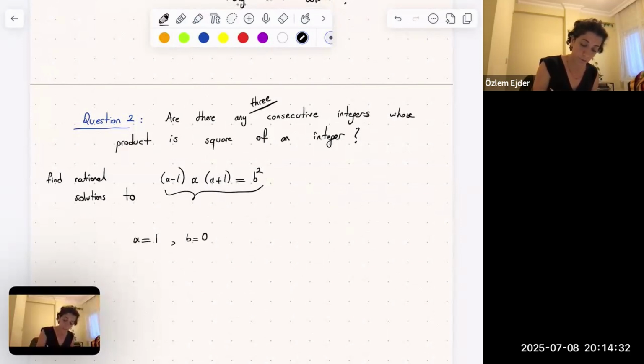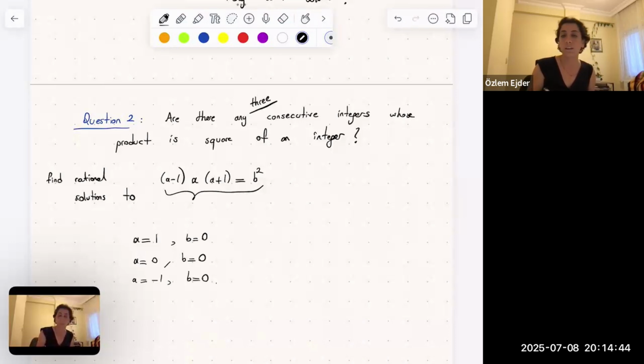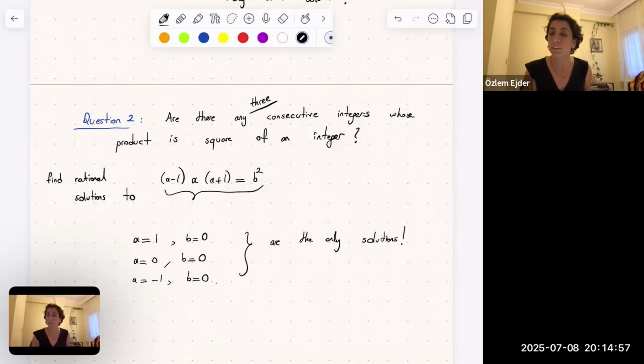One solution that you can come up with is a equals 1 will give you b equals 0. And similarly, if a equals 0, you will also get b equals 0. And you will also get a equals -1 and b equals 0. And in fact, these will be the only solutions. I'm not claiming that it's easy to see that these are the only solutions. The only easy part here is to see that these are solutions to the equation that I gave you.